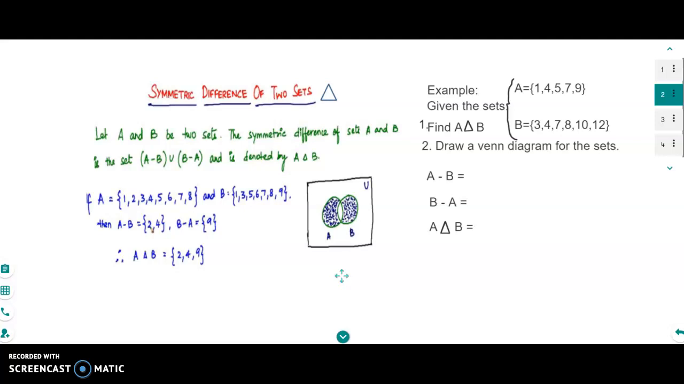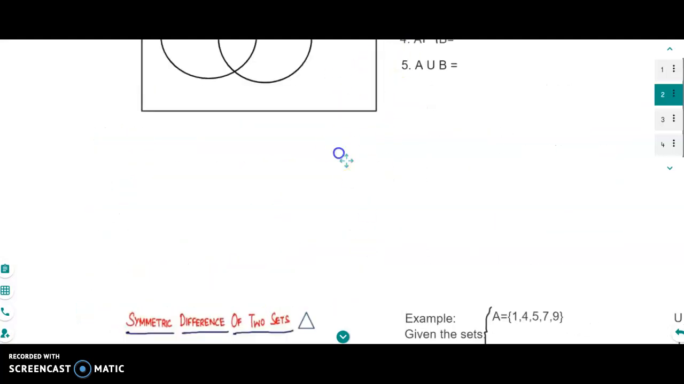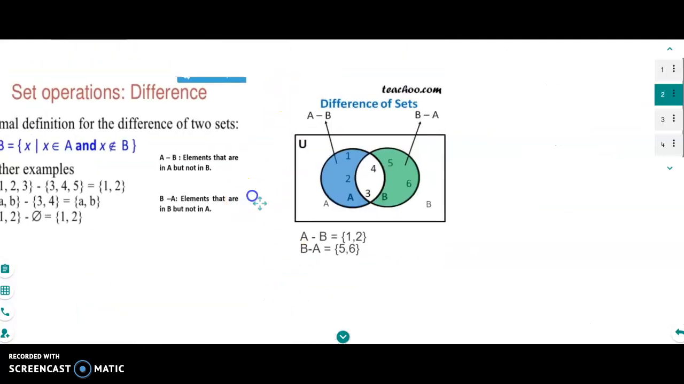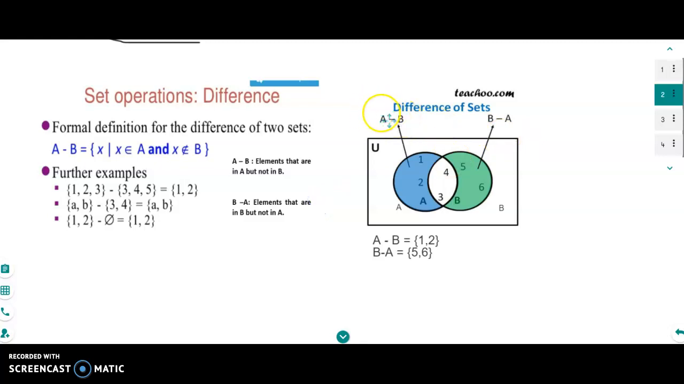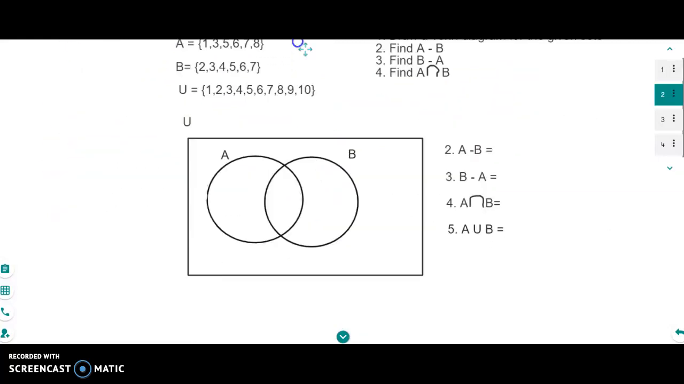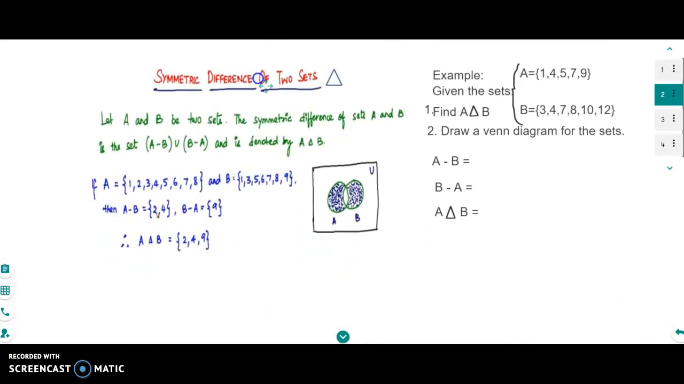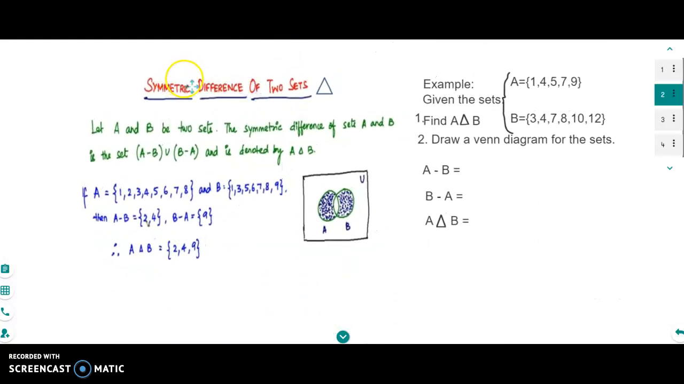Remember in the last video we were talking about the difference of sets. We saw an example about how to find the difference: the elements that are in a set but are not in the other set. This is the difference. And now we have a new concept called the symmetric difference of sets.